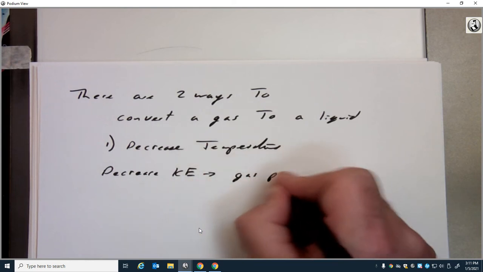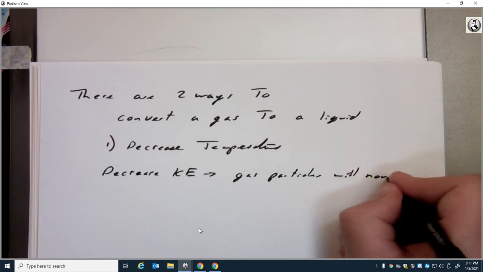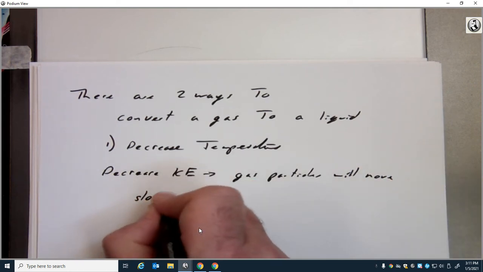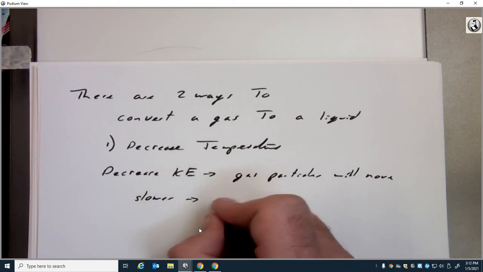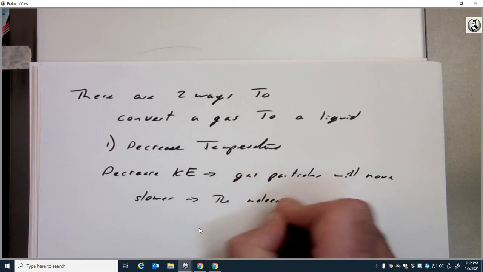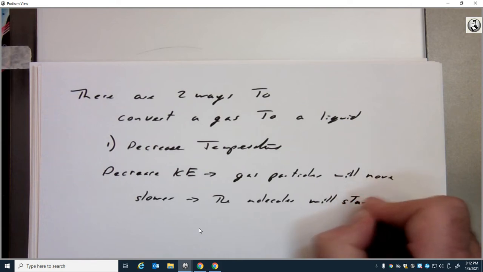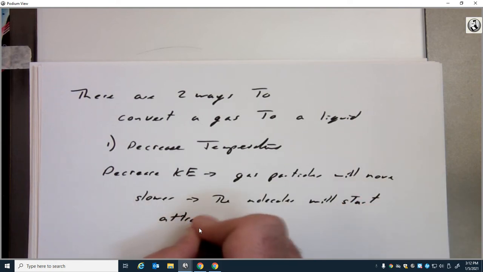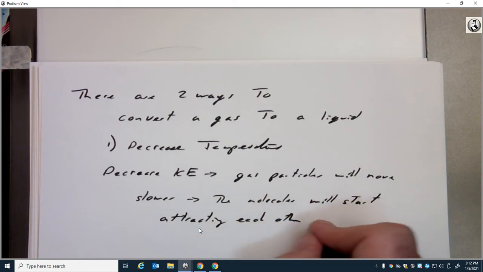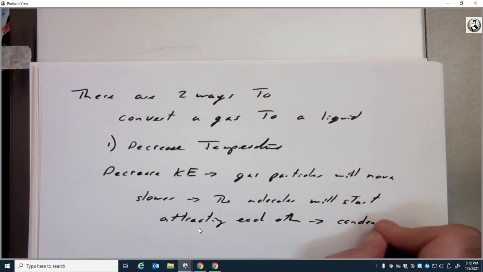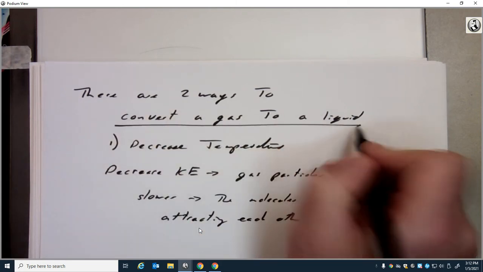If we decrease the temperature, we're going to decrease our kinetic energy. Our gas particles will move slower. When they start moving slower, the molecules will start attracting each other, and eventually they will condense. So that's one way that we can convert a gas to a liquid.